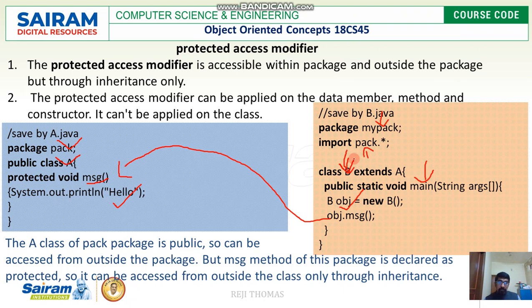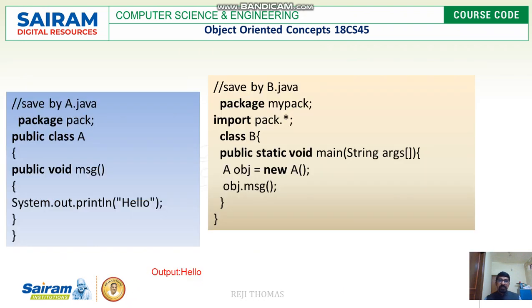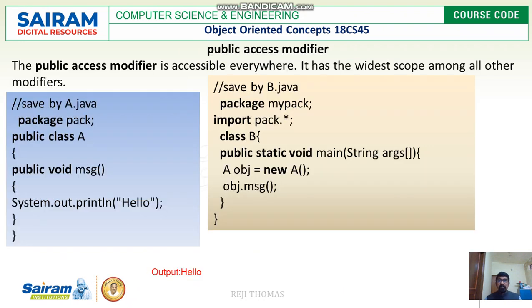The meaning of this statement is class B is a subclass and class A is a superclass. The class A of package pack is public, so it can be accessed outside the package. There is no worry about this because the class A is public. But MSG is a method which is protected, and this could be accessed only by inheriting this class. Now let us see the last one, which is public.